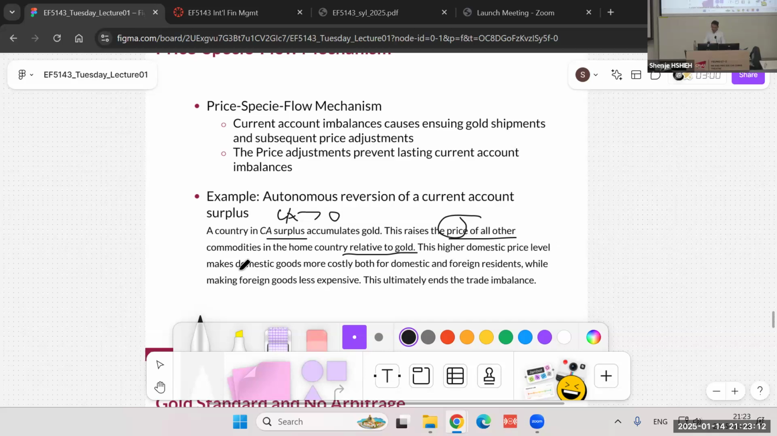So the higher domestic price level will make domestic goods more costly for both domestic and foreign residents, right? Because P is higher than before. And so what they will try to do is eschew, right? They won't buy goods and services from Hong Kong anymore. They're going to try to buy goods and services elsewhere. And that's going to increase imports, right? Which means that the current account is going to restore back to 0, right? And this is all done through changes in price.